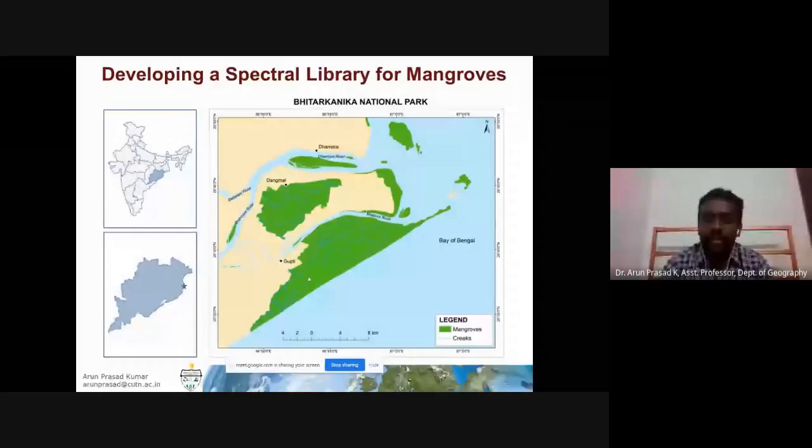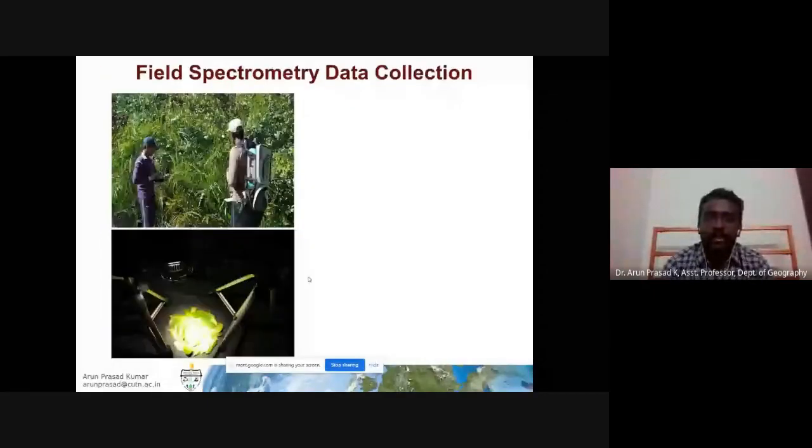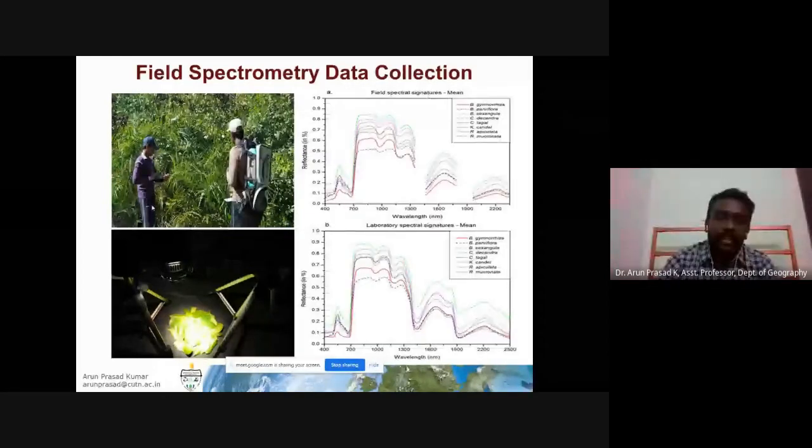So this is what we have done. This is in Odisha, we have Bhitarkanika National Park, which is a mangrove reserve forest. The survey has been done within this forest. So this is a field survey, with field data collection as well as laboratory data collection. This is the spectroradiometer instrument which collects data from 350 nanometer to 2500 nanometer.